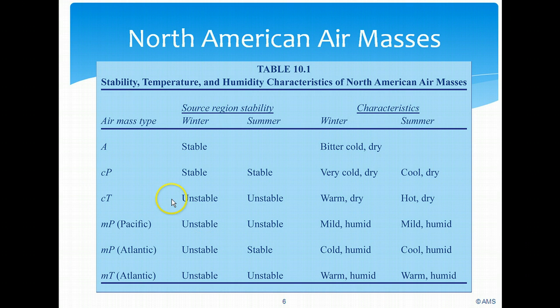North American air masses are classified in the following way. They are classified as either polar, P, tropical, T, continental, C, or humid maritime, M. There's a fifth air mass type called Arctic, or A, which is dry like continental polar, but it's much colder.